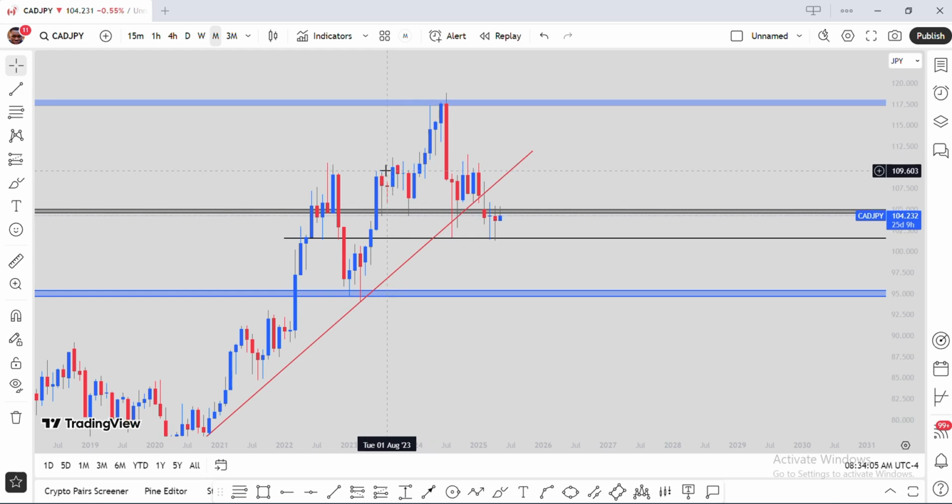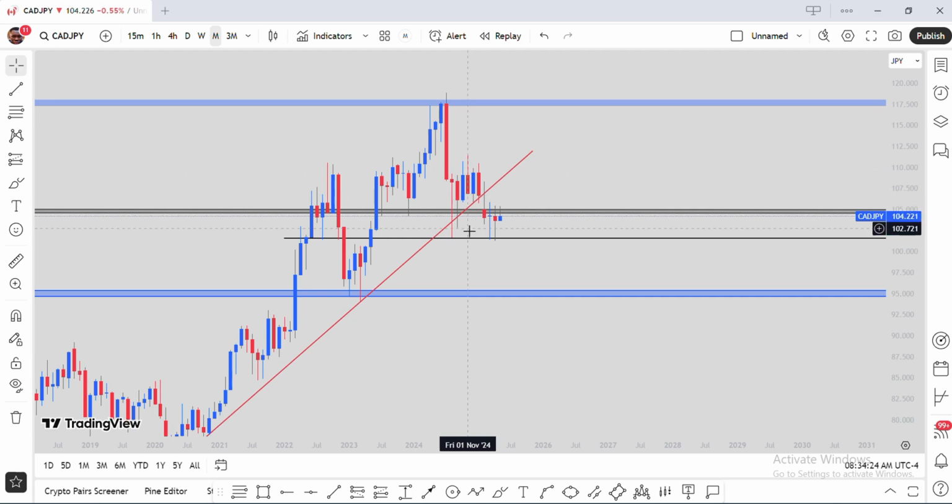This was the head and shoulders pattern. This was the left shoulder, this was the head, and this was the right shoulder here. And also this was the neckline of the chart pattern where this left shoulder formed. So this was the neckline of this chart pattern. So this was the left shoulder, the head, and the right shoulder, and this was the neckline.